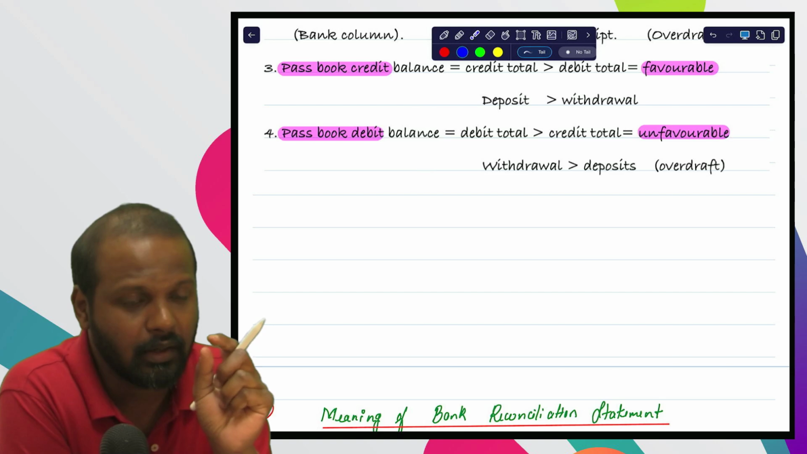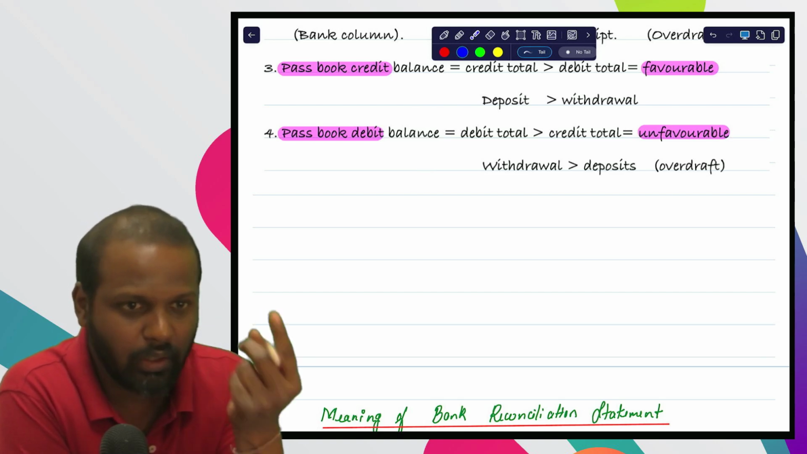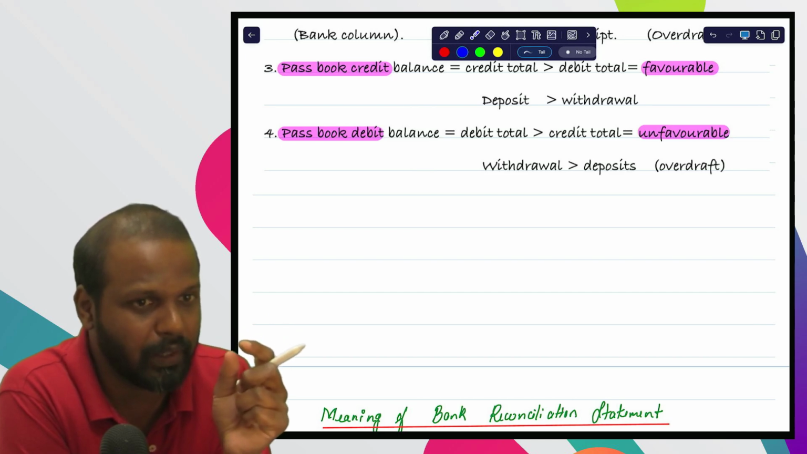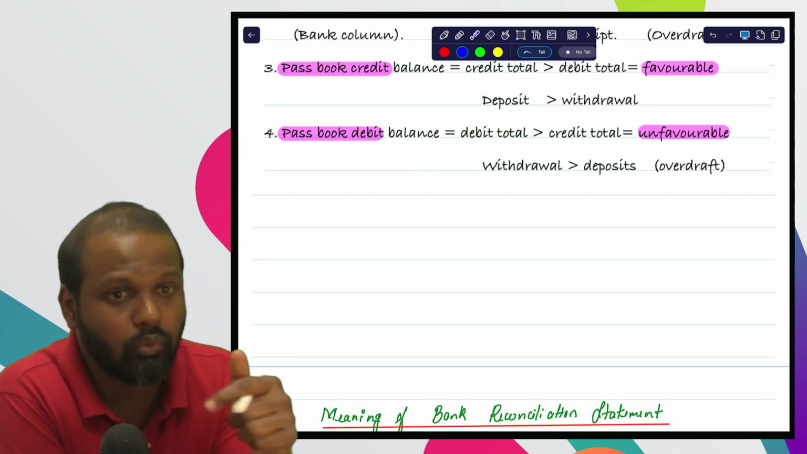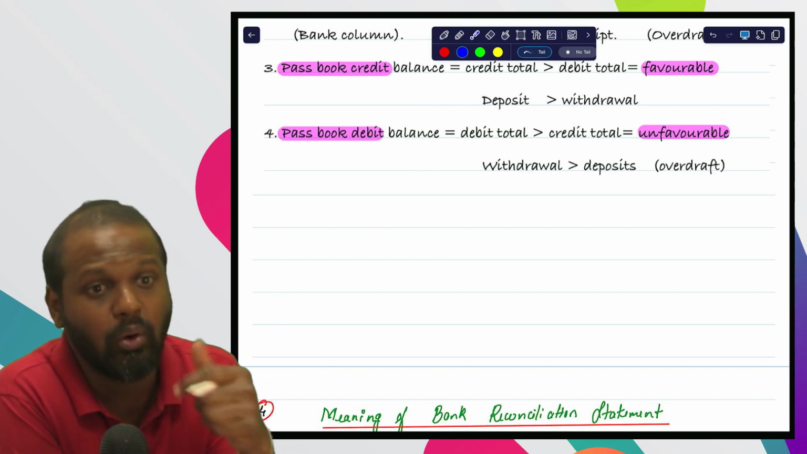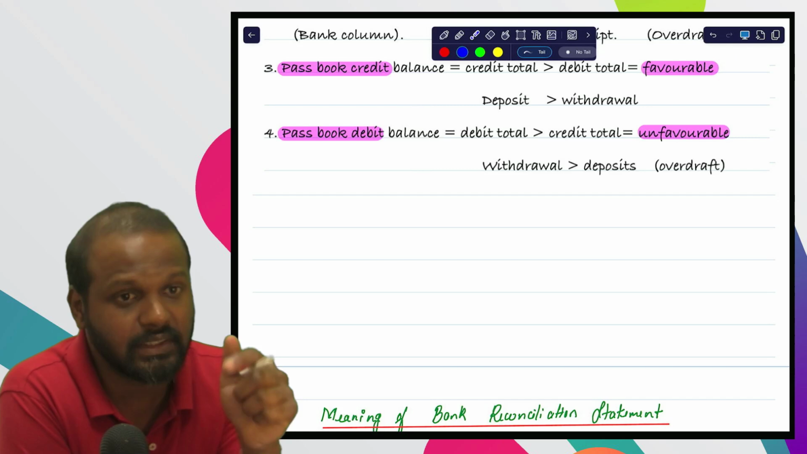Then what will happen? You have made an excess payment of 1 lakh. You have 2 lakh, but you have paid 3 lakh. So the excess 1 lakh rupees that you paid is a kind of loan you have taken from the bank. You have to repay it in future. That is called bank overdraft. So that 1 lakh rupees is called bank overdraft, which is an unfavorable balance.